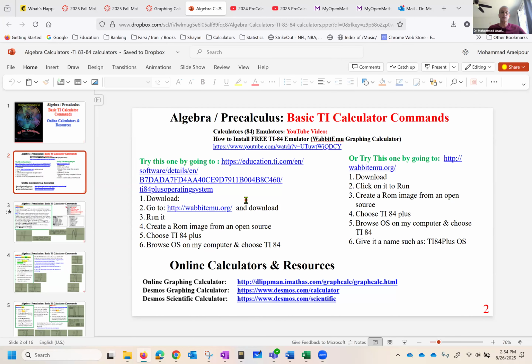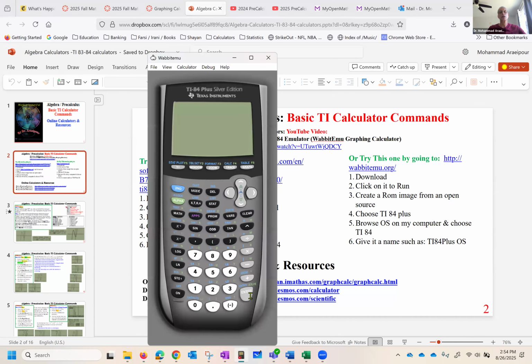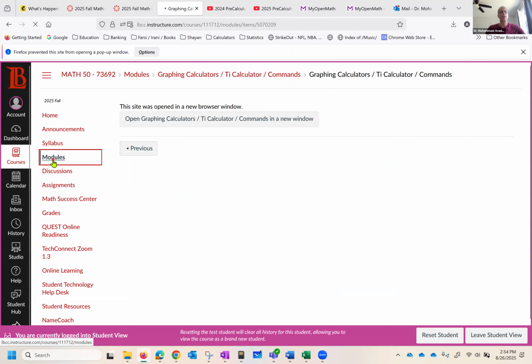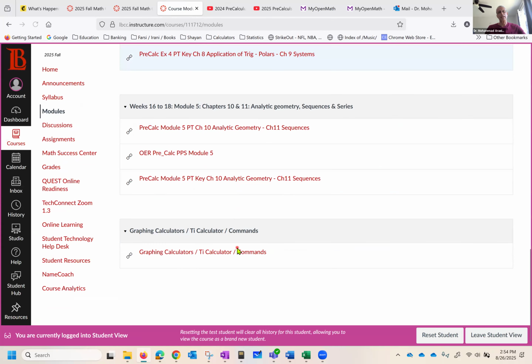Sometimes it works, sometimes it doesn't. If it works, it looks like this, okay? You can try that. I have tried it. Sometimes it works with a specific laptop or desktop. Sometimes it doesn't, but at least it's a possibility. However, we have all those online calculators. So that was the last one.